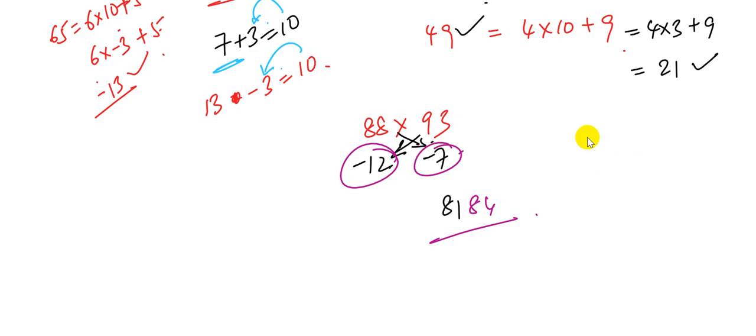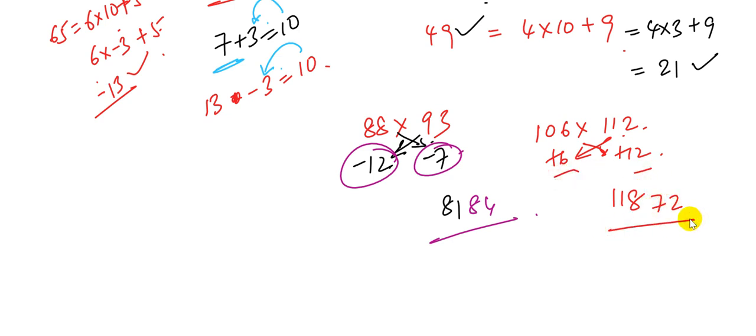If it is more than 100, it is the same rule. Let's say 106 into 112. So plus 6 and plus 12. Cross add any one pair, 118, and 6 12s are 72. 11872 is the answer.